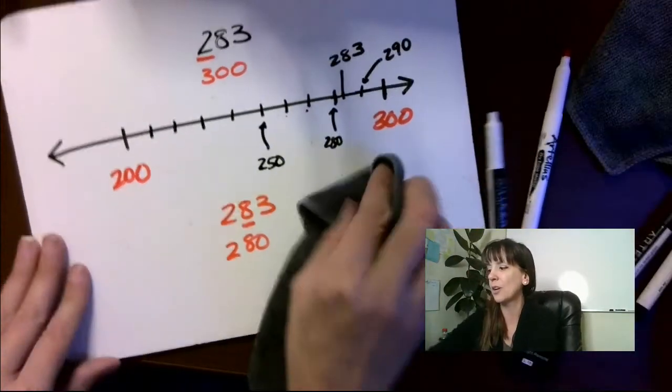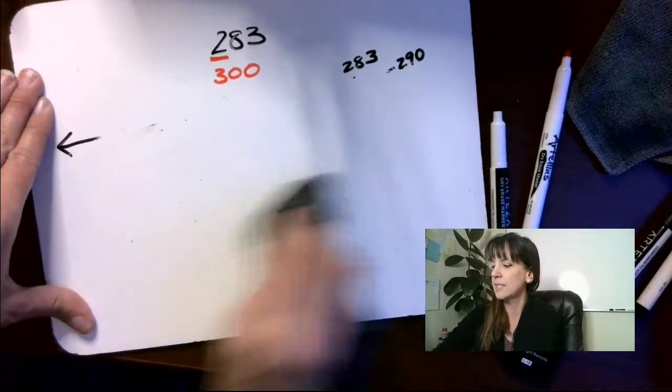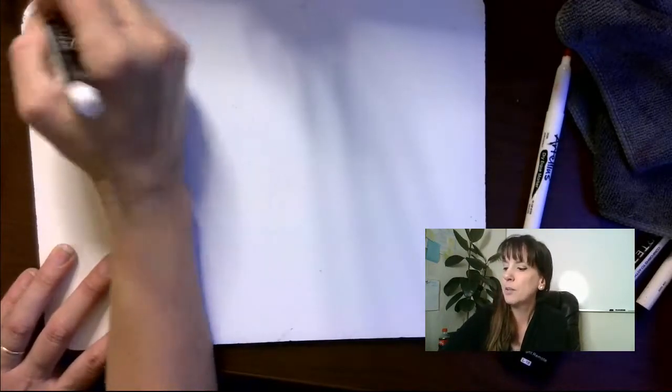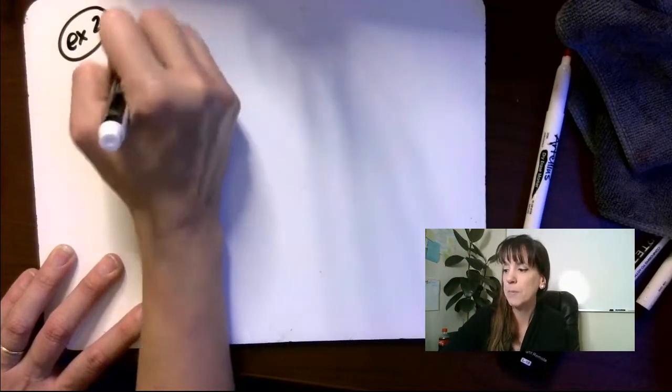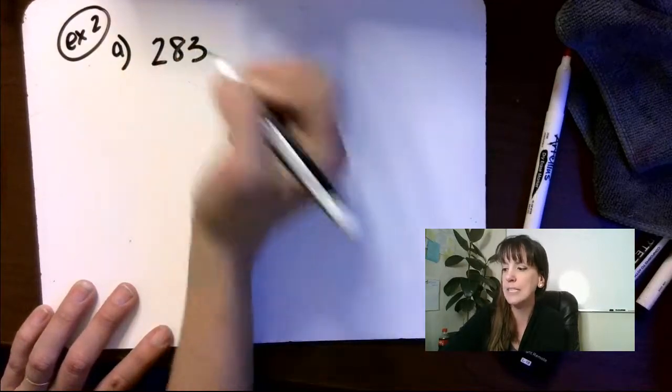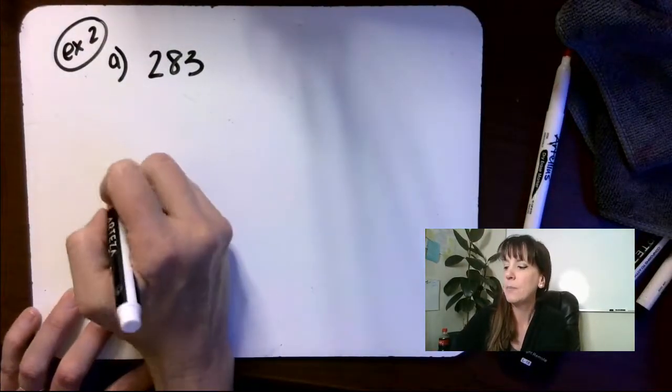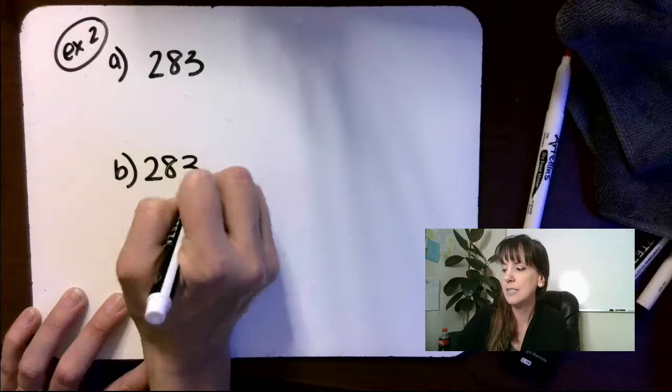I think drawing a number line can be a pain because it takes up a lot of time. So there's other ways of doing this. Let's take a look at example number 2. Round 283, rounding instead of using a number line. Fancy. All right, so example 2 is the same number, but for A, it says 283 to the nearest hundred, and then 283 to the nearest tens.